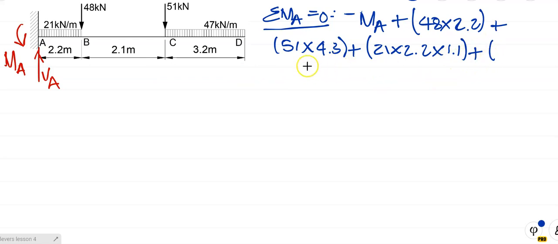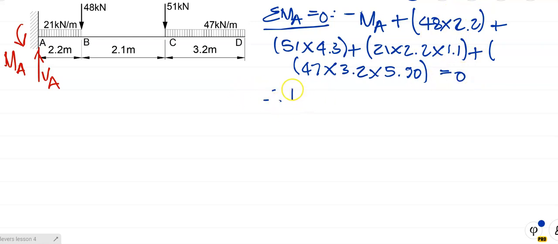Plus 47 for the total value of the UDL, which is its length, multiplied by 3.2 times the distance from the centroid, the center of the length of the load, to the point we're taking moments about, and it is 5.90. If you're not sure, work it out and check your answer against my answer. Are there any more? There's no more. It is equal to 0.